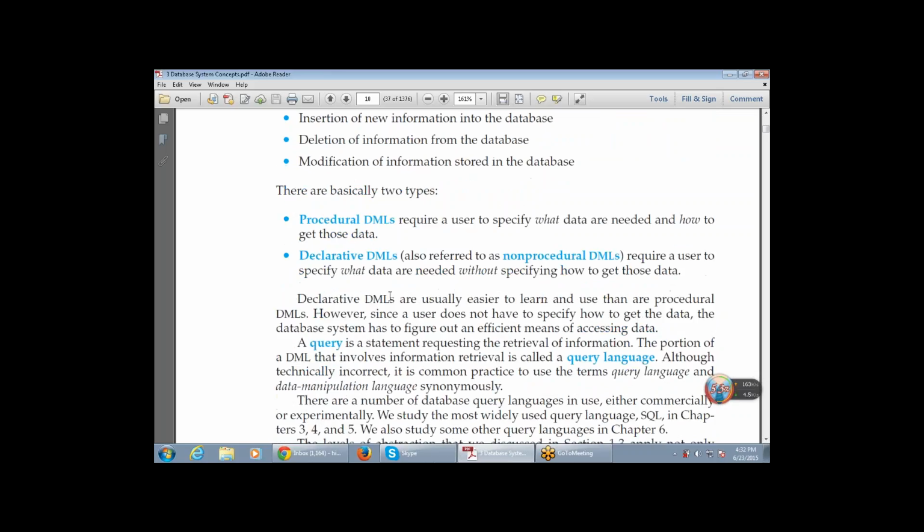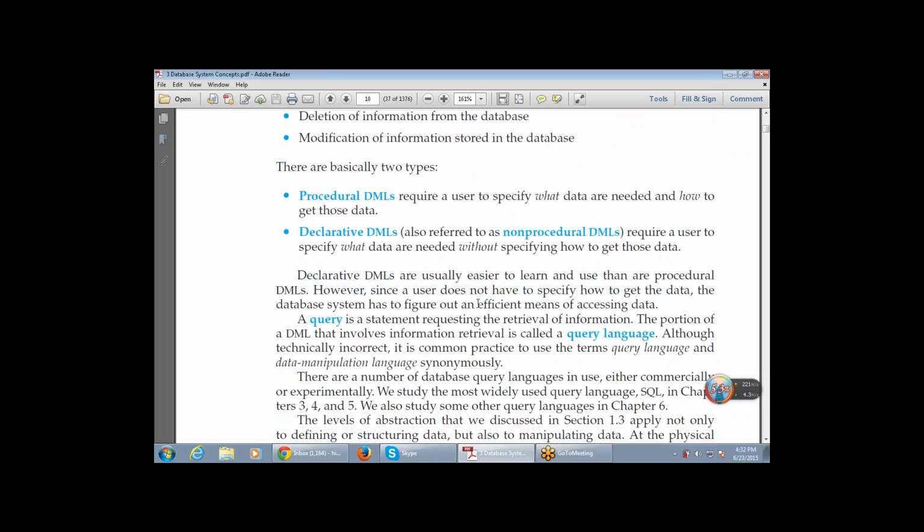Now declarative DMLs are usually easier to learn and use than procedural DMLs. However, since a user does not have to specify how to get the data, the database system has to figure out an efficient means of accessing the data. That is, since the user does not specify how to retrieve the data, the database system has to work out an efficient means of accessing it.